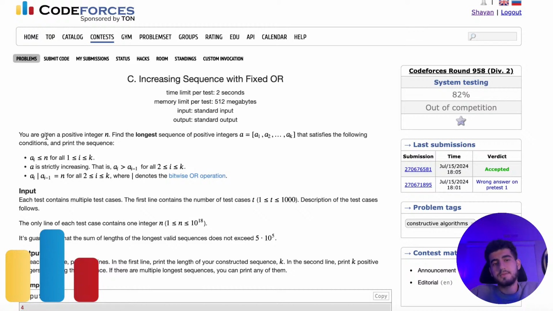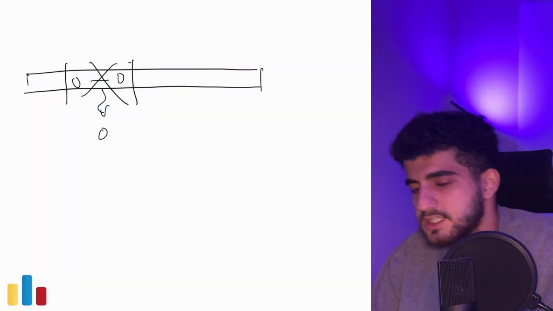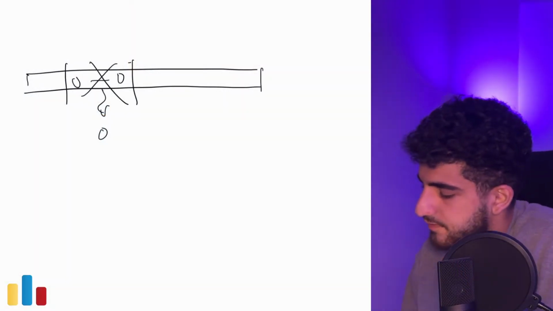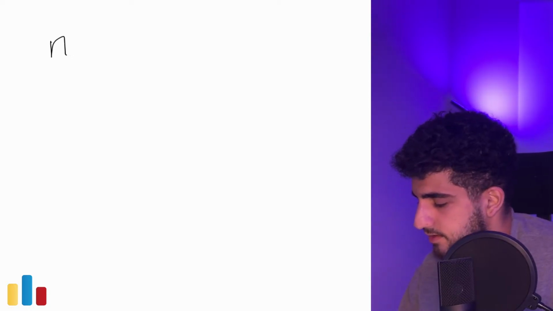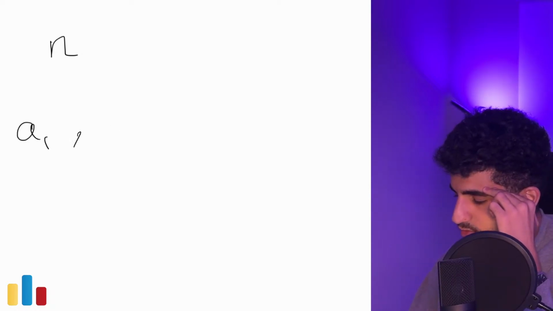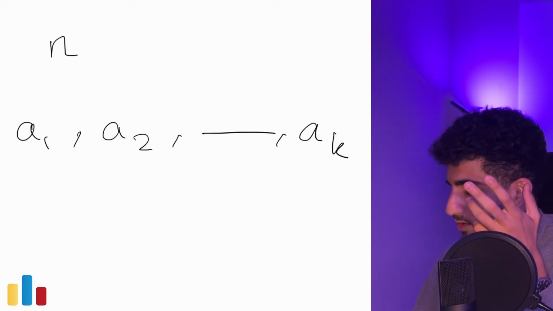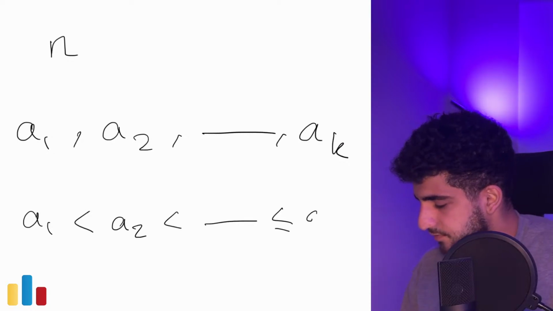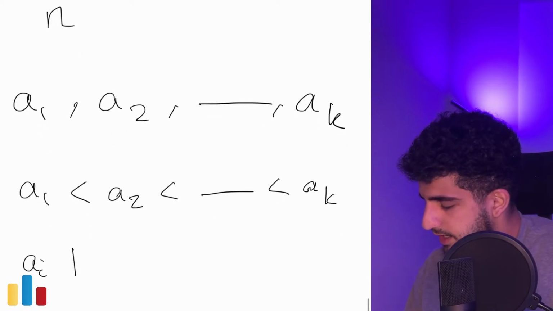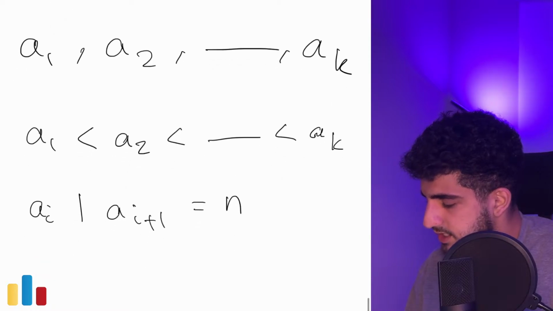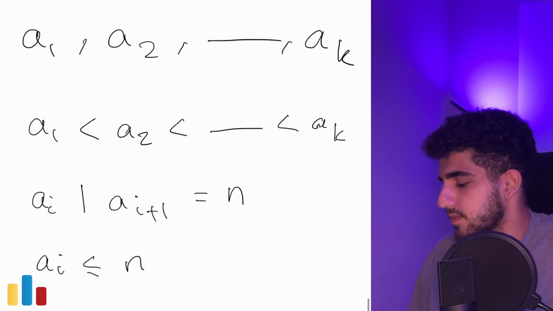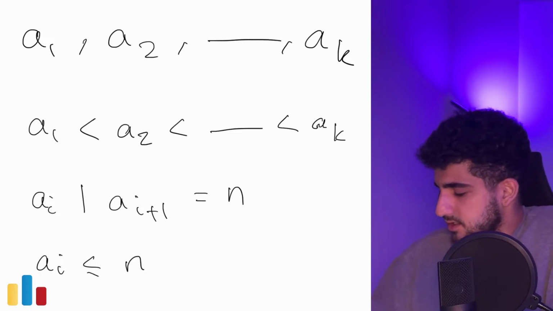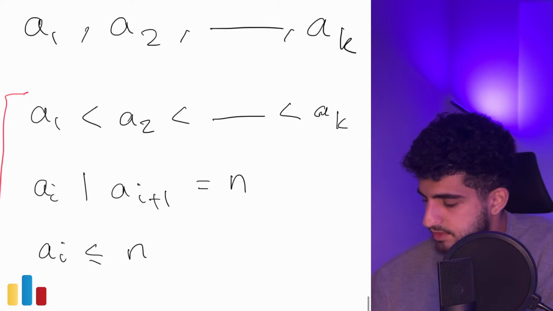So this problem is just saying that you have a number n and you want to find the longest possible sequence a1, a2 to ak, such that first it is in increasing order, so a1 is less than a2 less than ak, and second, for each two consecutive elements, ai or a of i plus 1, the OR is n, and the ai's themselves are at most n. So you want to find the longest possible sequence with the three conditions.